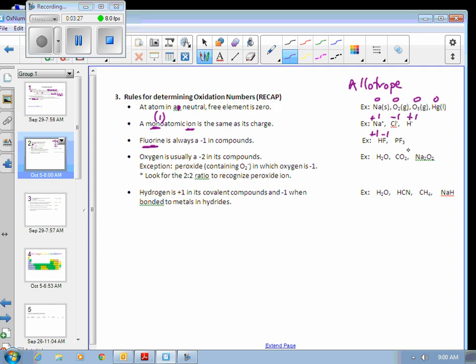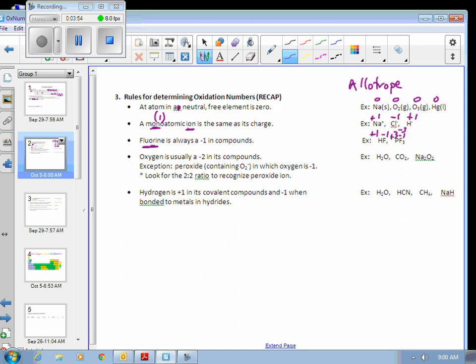So what about this one, PF3? We know for sure that fluorine is a -1. We're not sure about phosphorus, but we can figure that one out based on what fluorine is. If fluorine is a -1, there's a total of -3 because there are 3 of them. So that means phosphorus has to be a +3. It's kind of a process of elimination: if you know one for sure, then you can figure out the other one.